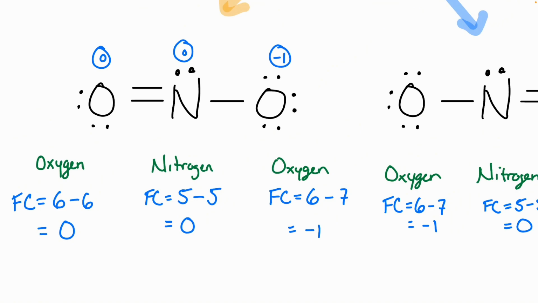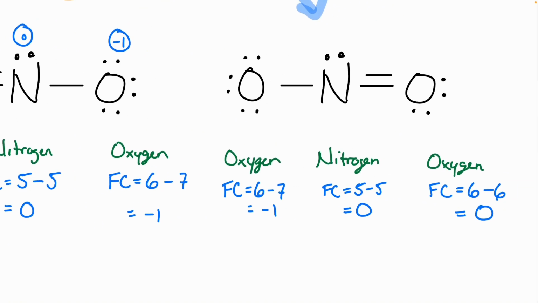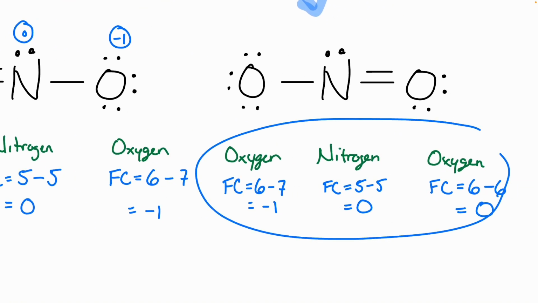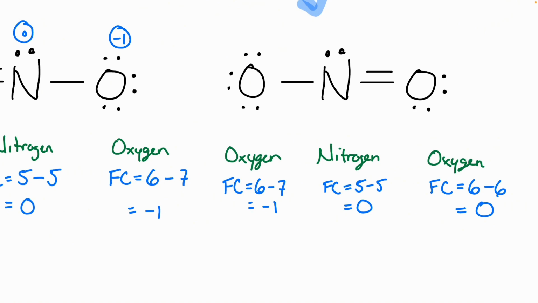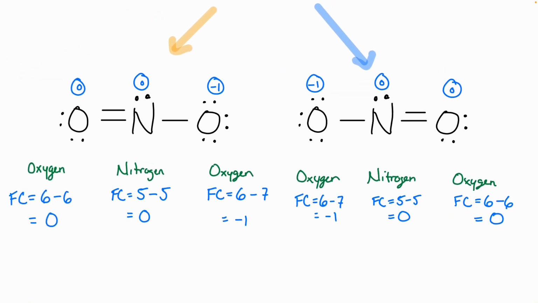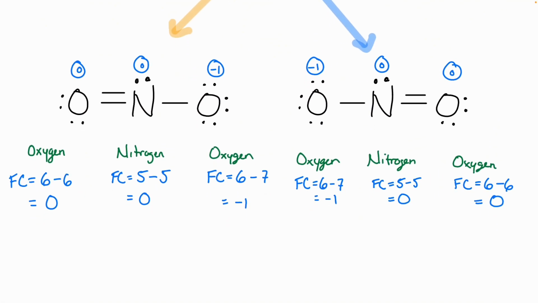This oxygen has a formal charge of -1. All right, and you can convince yourself that basically we're looking at the mirror image here, but I did go ahead and do these calculations as well. In my other structure, my single bonded oxygen has a formal charge of -1. My nitrogen has a formal charge of 0, and my last oxygen has a formal charge of 0. All right? So in terms of our formal charge calculations, we have 2 equivalent structures here, right?